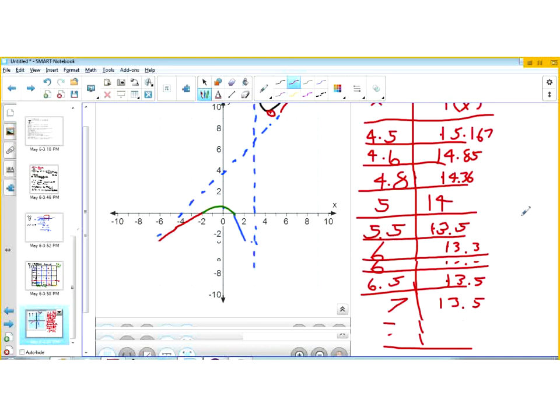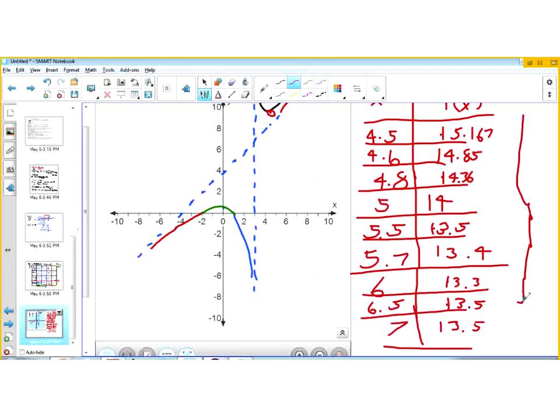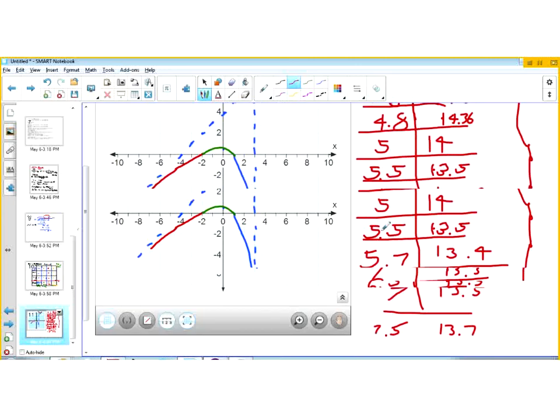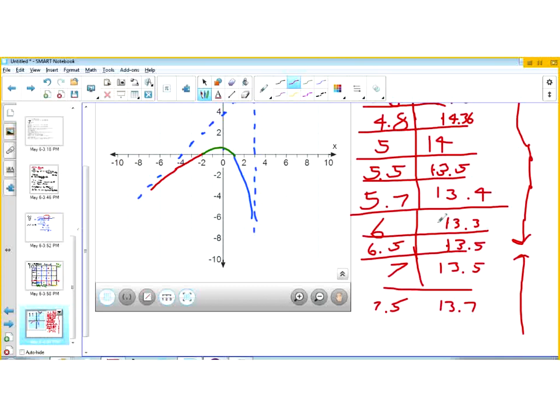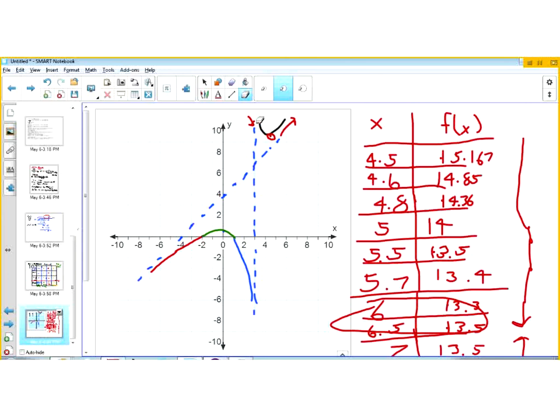Okay, so look at the profile. We're decreasing up to say 6, and then once we get greater than 6, we start increasing. So it appears that there's a transition going on somewhere between 6 and 6.5. So the abscissa of our local min would have to be somewhere around 6.25, which would be right about here.